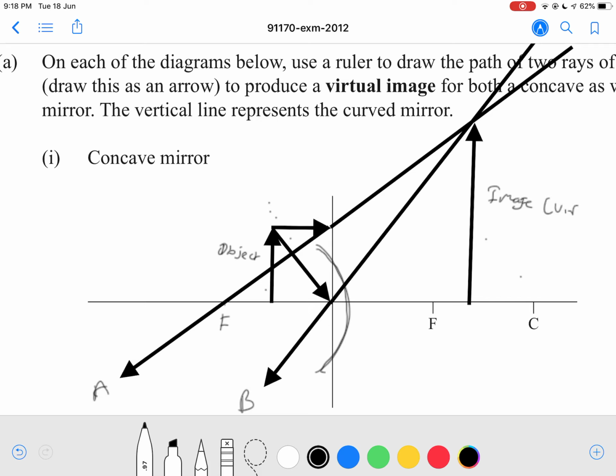So the image is virtual. But you can also see that the object here, the arrow, is only this big, but the image created is almost twice the size. So you can also say that the image is enlarged, and it is upright. It's still facing upwards. This object is facing upwards, and the image is also facing upwards. So you can say that the image is upright.